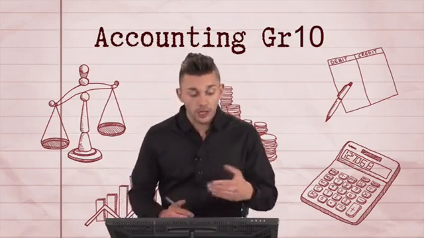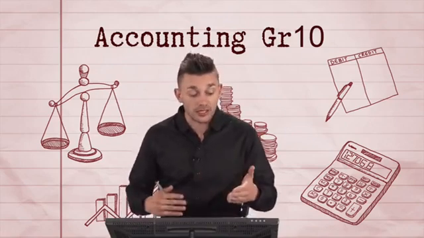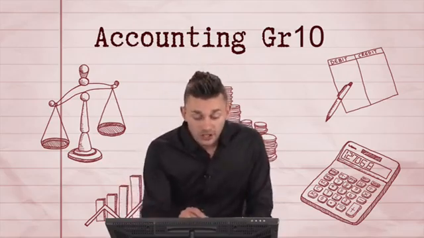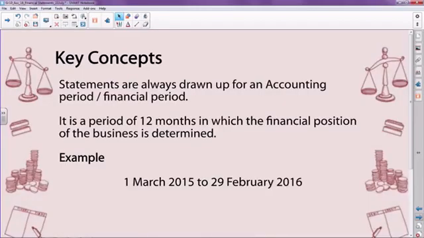But let's continue. Key concepts that you need to know as well is that we have statements and these are drawn up for financial periods. So let's quickly look at it. A period is normally 12 months. So I want to underline that. It's normally 12 months in which the financial position of the business is determined.